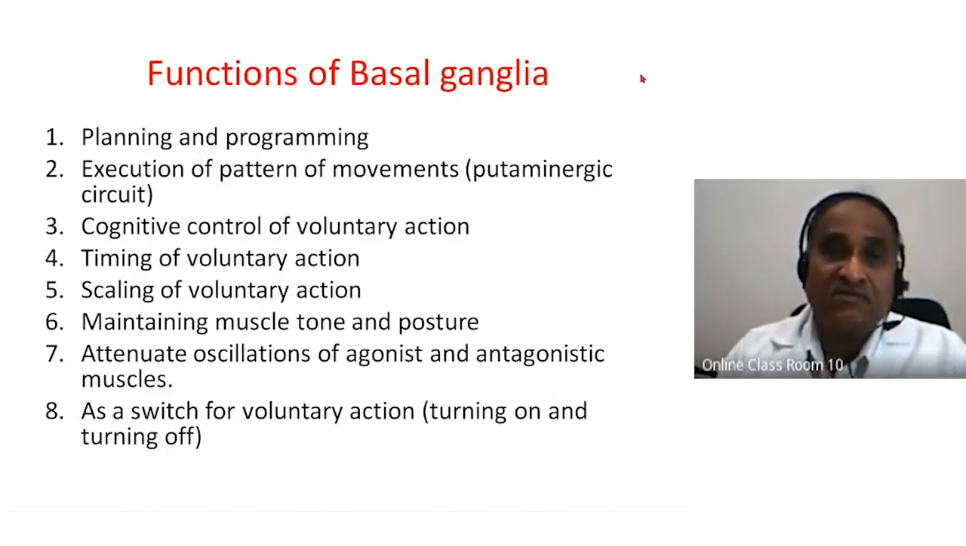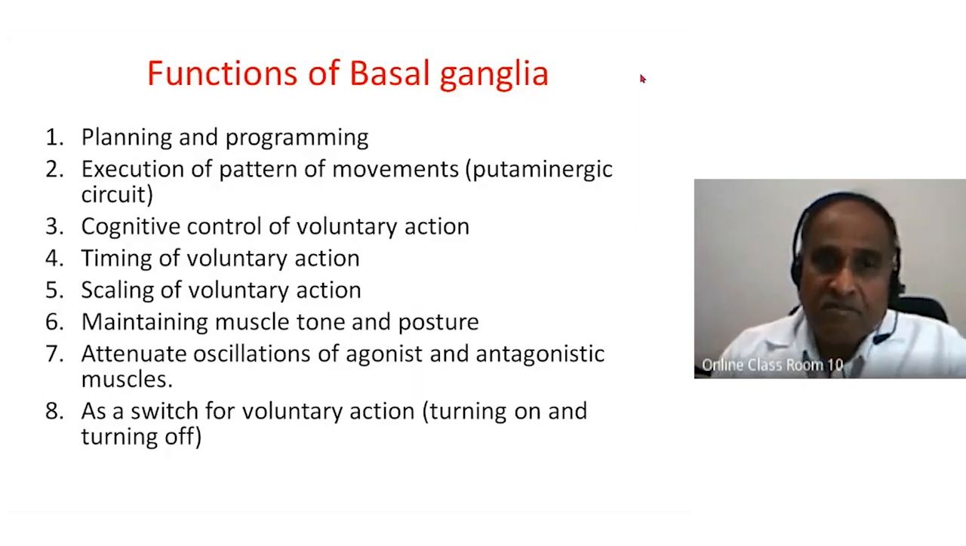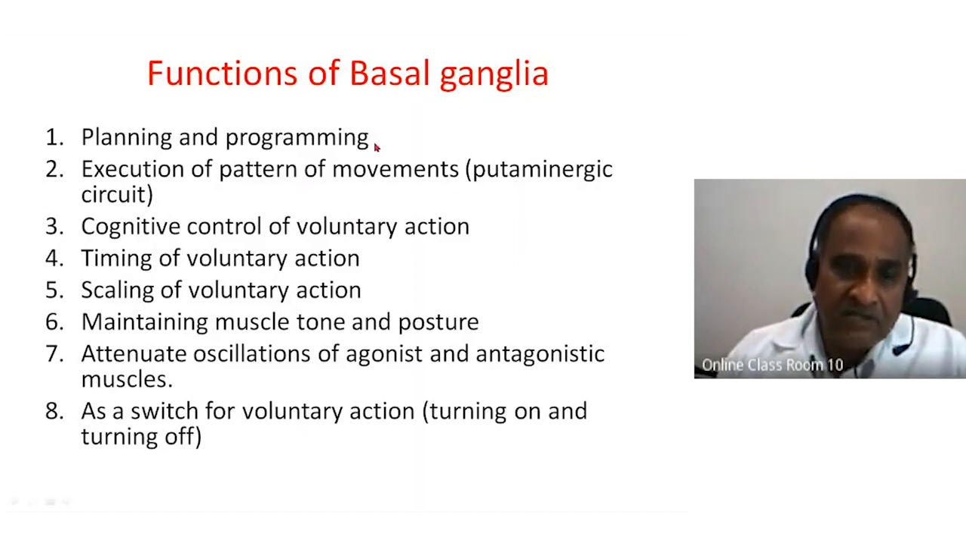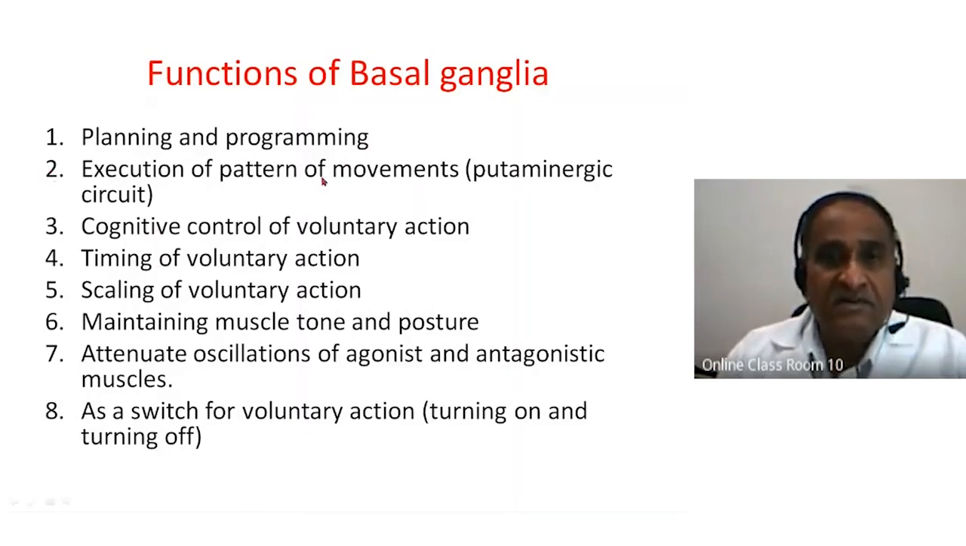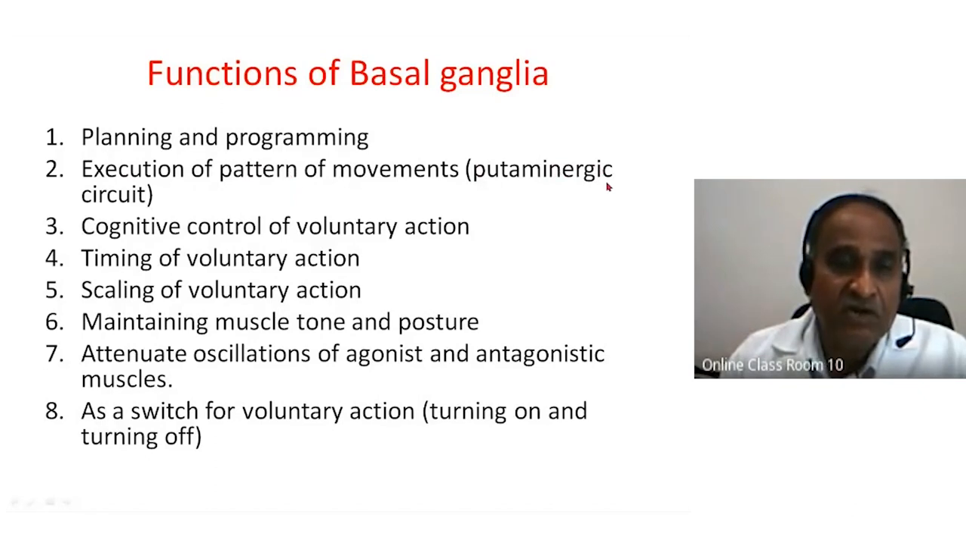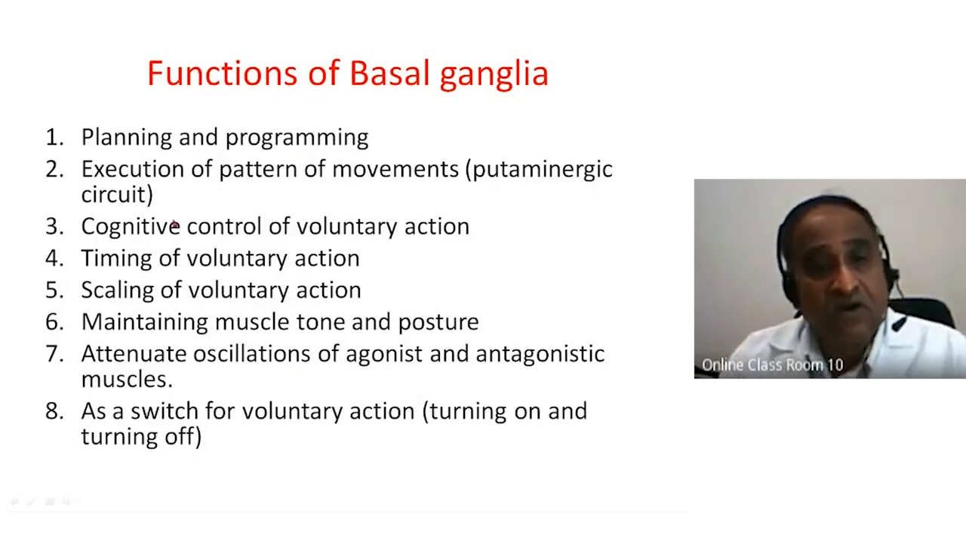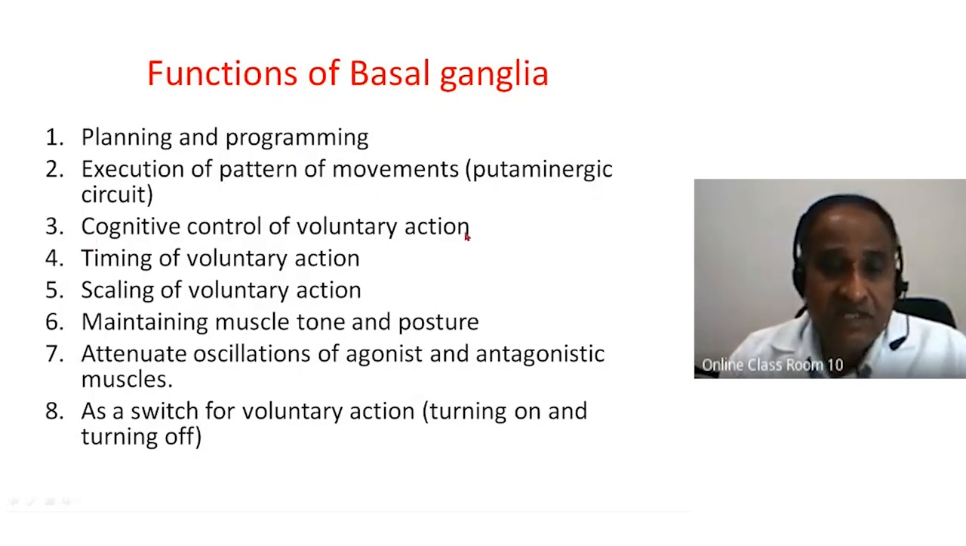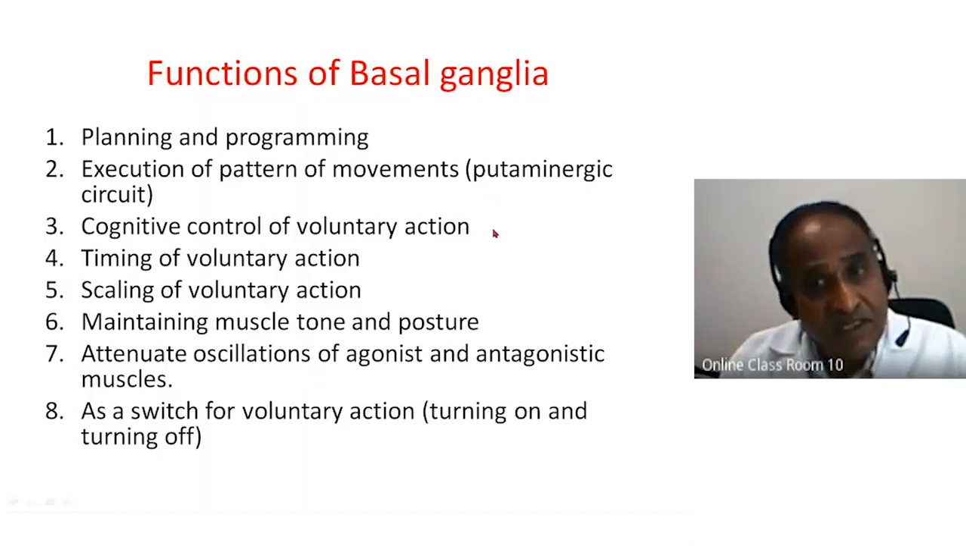Now let us come to the functions of the basal ganglia. I name here the planning and programming of the voluntary action, that is number one. Then executing whatever the planning and programming has given, executing the pattern of movements. This execution of the pattern of movements is mainly done by the putamen neurons or putamenergic circuit. I will explain it. Cognitive control of the voluntary action. This cognitive control of the voluntary action is done by the caudate nucleus.